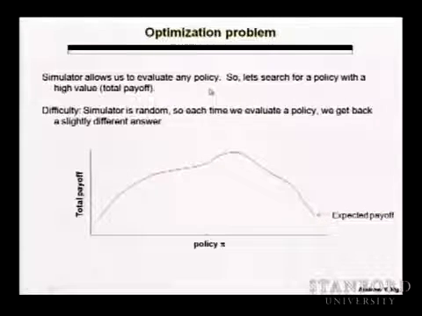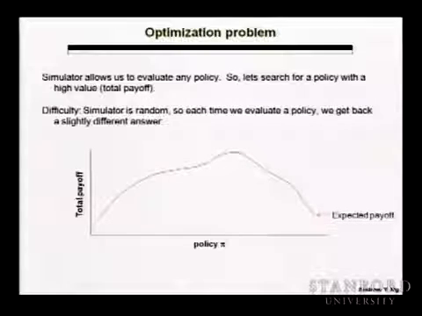The simulator allows us to evaluate a policy, so let's search for a policy with high value. The difficulty is that the simulator is random, and so every time we evaluate a policy, we get back a very slightly different answer. So in the cartoon below, I want you to imagine that the horizontal axis is the space of policies. As I vary my parameters theta, I get different policies, and so I'm moving along the x-axis. And my total payoff, I'm going to plot on the vertical axis. And the red line in this cartoon is the expected payoff of different policies.